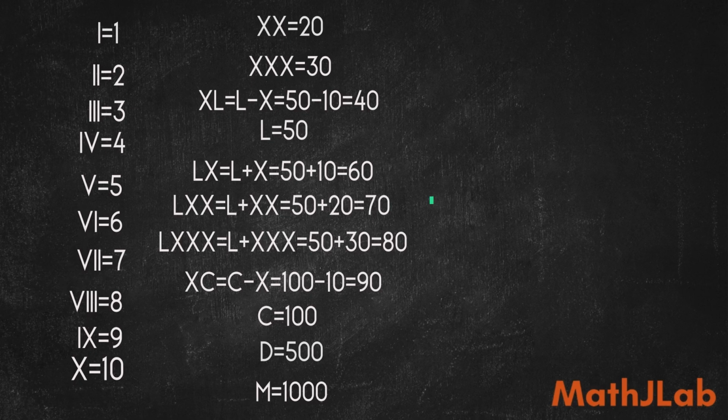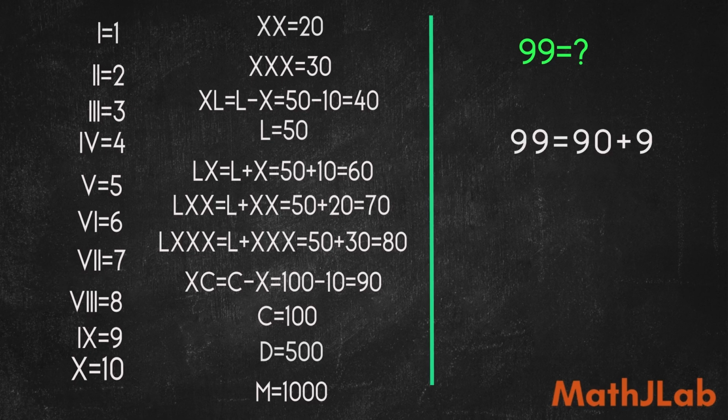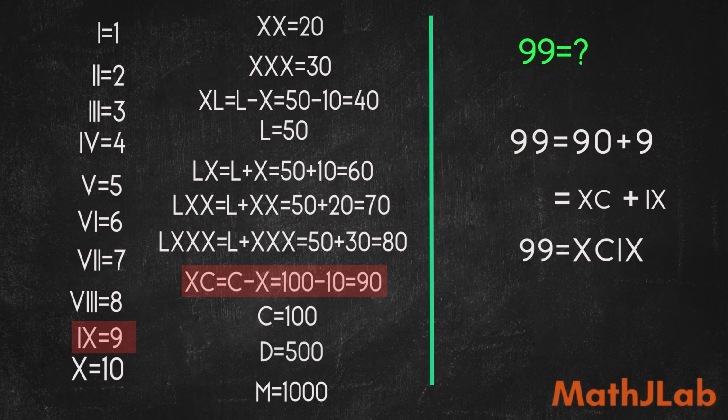Now, first we see what is 99. We can write 99 as 90 plus 9. For 90, we get XC, and for 9 we get IX. As per the addition rule, we get XCIX, that is, 99 is XCIX.